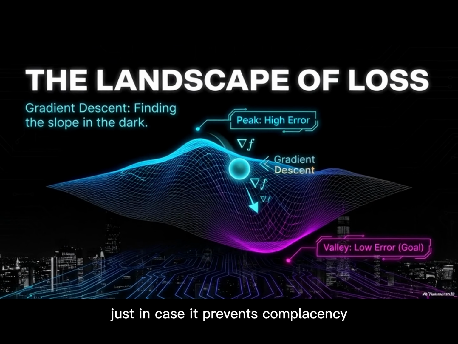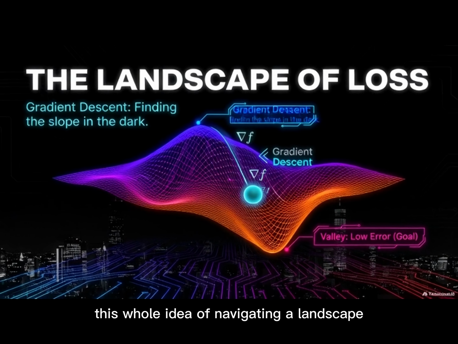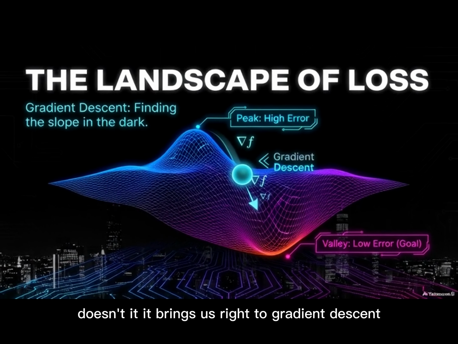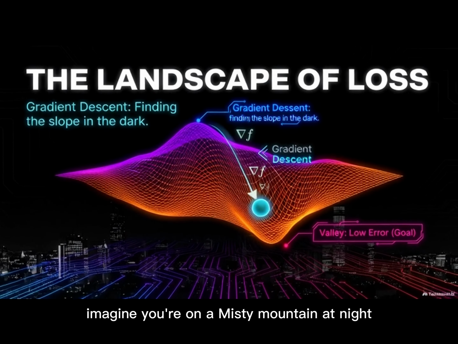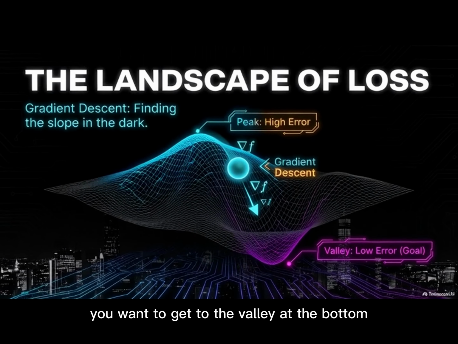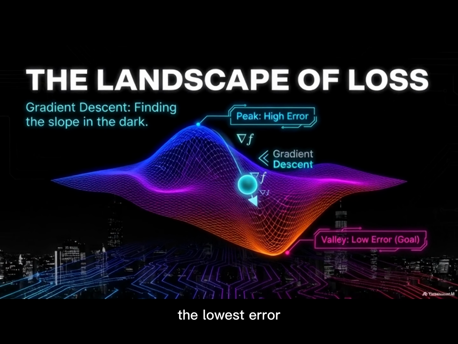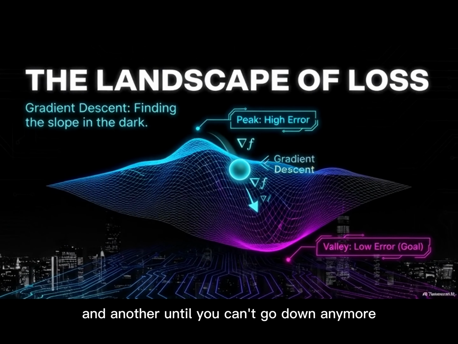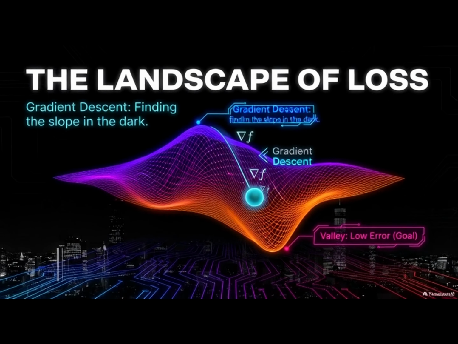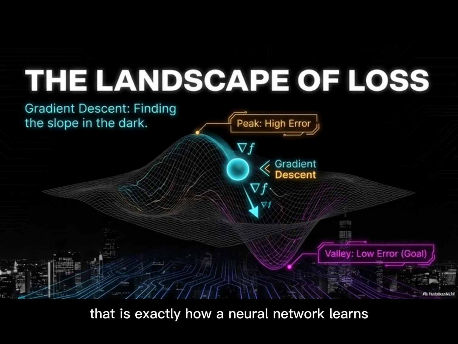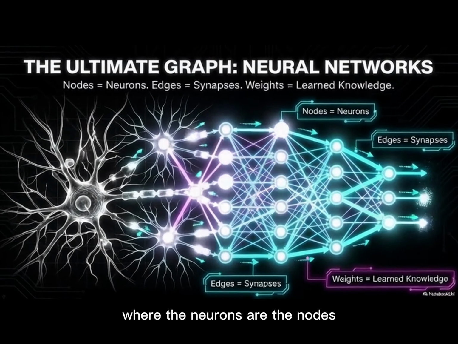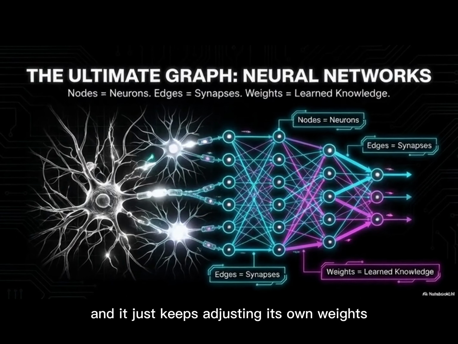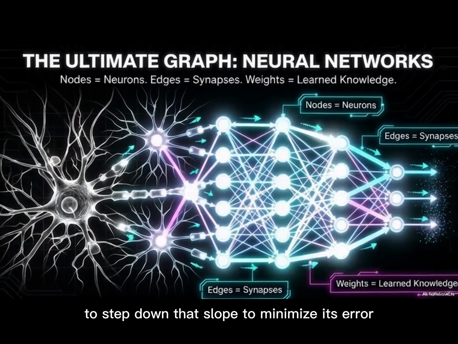It prevents complacency. This whole idea of navigating a landscape, it brings us to modern AI, doesn't it? It brings us right to gradient descent. Imagine you're on a misty mountain at night. That's your landscape of loss. You want to get to the valley at the bottom, the lowest error. So you just feel the slope under your feet and you take a step down, and another, and another. Until you can't go down anymore. That is exactly how a neural network learns. It is the ultimate graph. Where the neurons are the nodes and the synapses are the edges, and it just keeps adjusting its own weights to step down that slope to minimize its error.